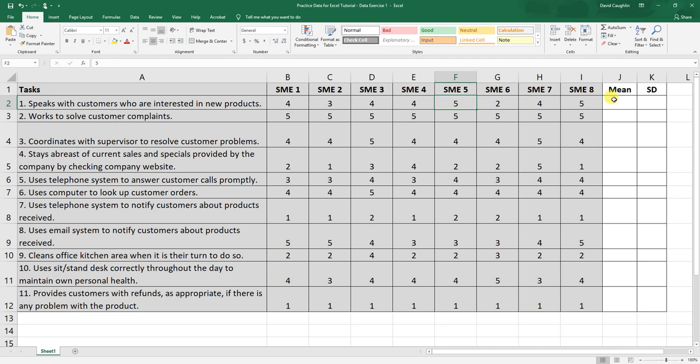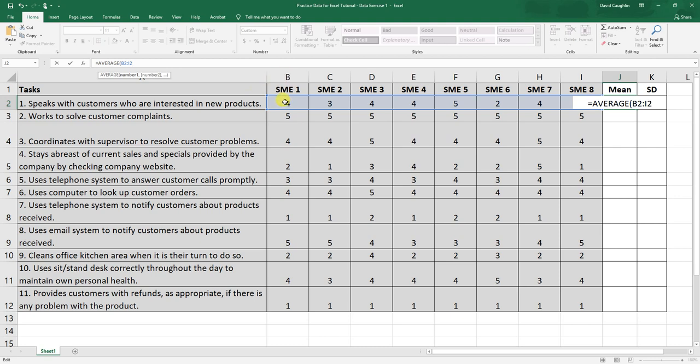In order to calculate the mean for the first task, let's go to this cell under mean, which is in column J, and type equals, and then type AVERAGE, because another name for a mean is an average. If you hit tab, it'll auto-complete this for you. Once we see this first parenthesis, we are going to drag across. Alternatively, you could type this directly in up here as well.